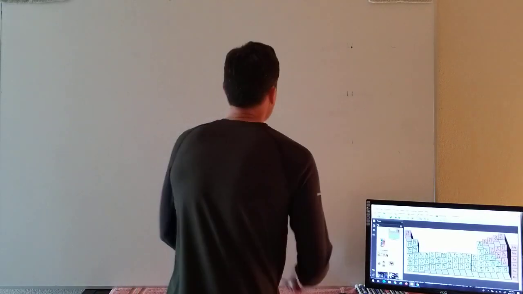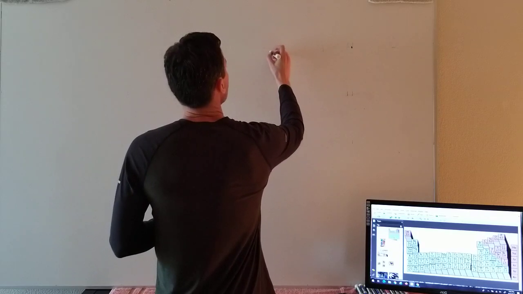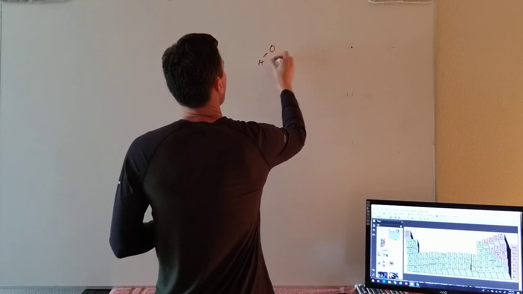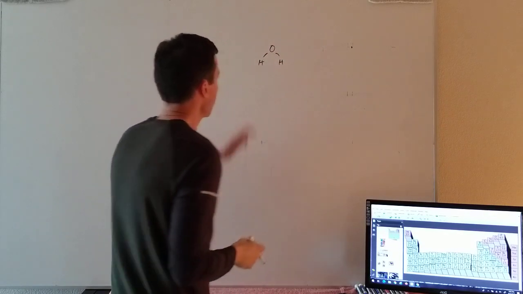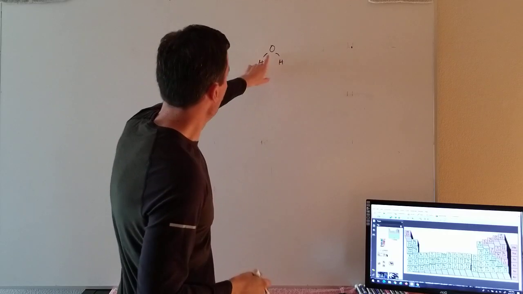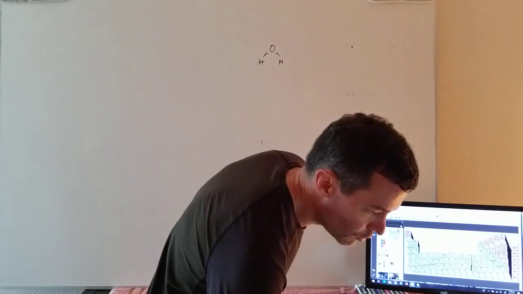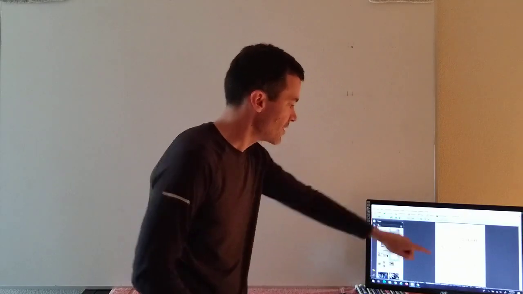So let's say that we've got a water molecule right here. The shape of water is bent. And those solid lines, that represents a covalent bond. Solid lines always represent covalent bonds. You might have single or double covalent bonds, as you can see down here, maybe.